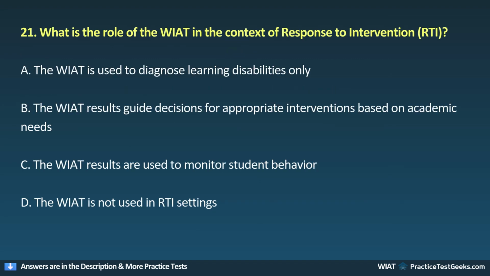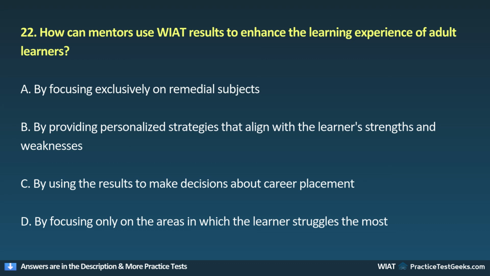21. What is the role of the WIAT in the context of response to intervention, RTI? A. The WIAT is used to diagnose learning disabilities only. B. The WIAT results guide decisions for appropriate interventions based on academic needs. C. The WIAT results are used to monitor student behavior. D. The WIAT is not used in RTI settings.